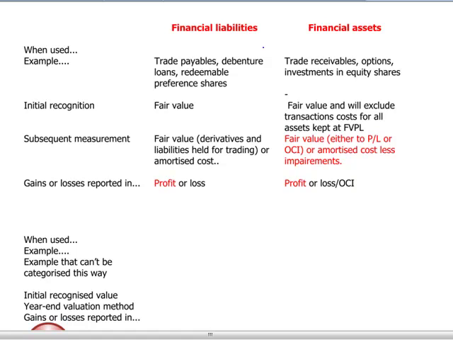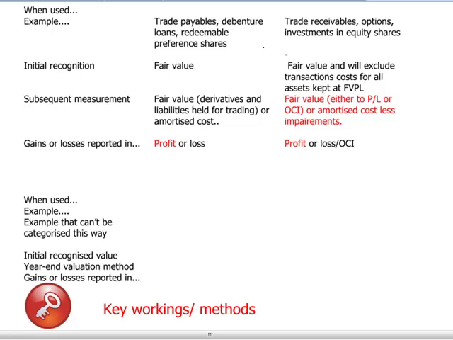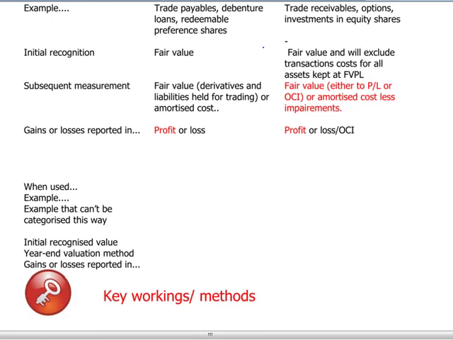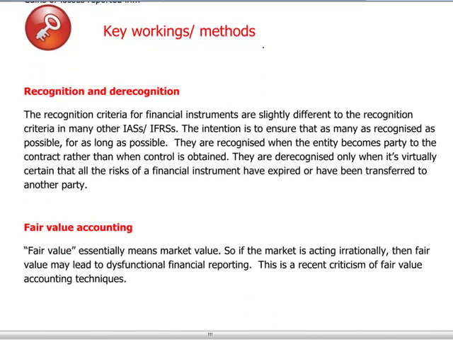With financial assets, those being trade receivables, options, investment in equity shares, cash, the initial recognition will still be at fair value and will include the transaction costs for all assets except the ones which are kept at fair value through profit and loss, and derivatives. How to account for it is either at fair value, which will be reported in profit and loss or other comprehensive income, or amortized cost less any impairments to date. And the gains or losses on the fair value will either be reported in P&L or other comprehensive income.